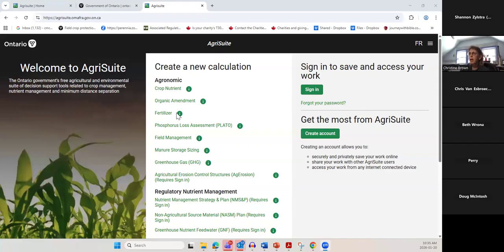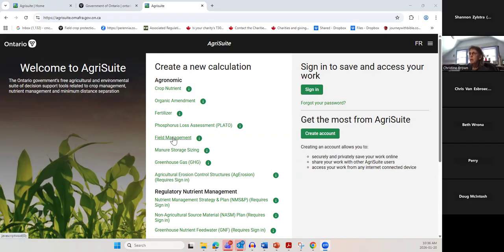We have the fertilizer tool. The fertilizer tool basically says if your soil test says you need X, Y, Z for NPK, it can put together the amount of different products to get that analysis. Or you can say I want to add some 28%, I want to add some MAP, I want to add some potash in these amounts, and it will put it into the calculator.